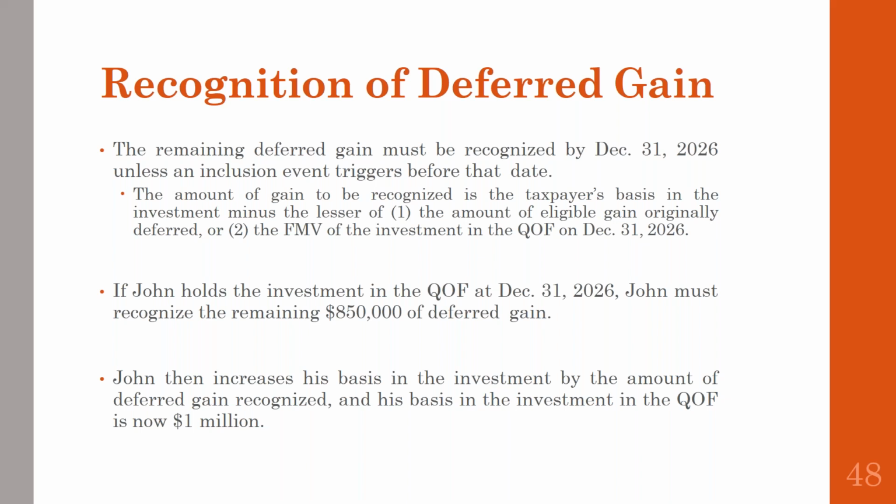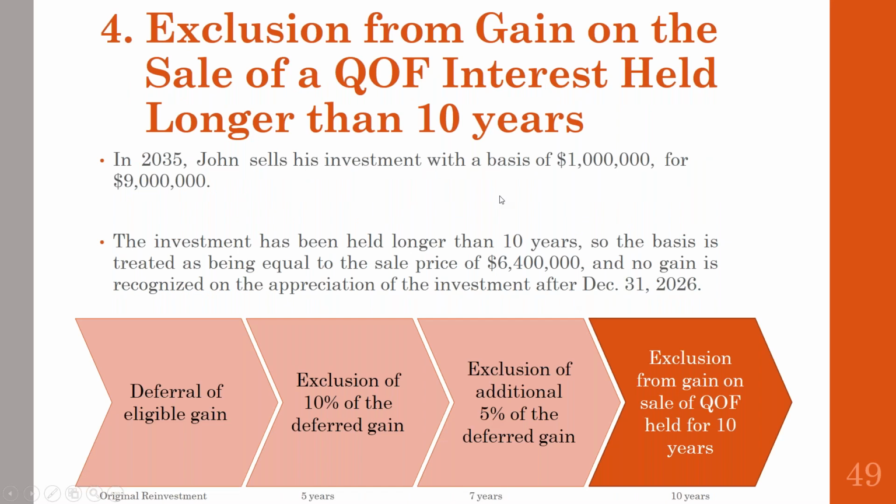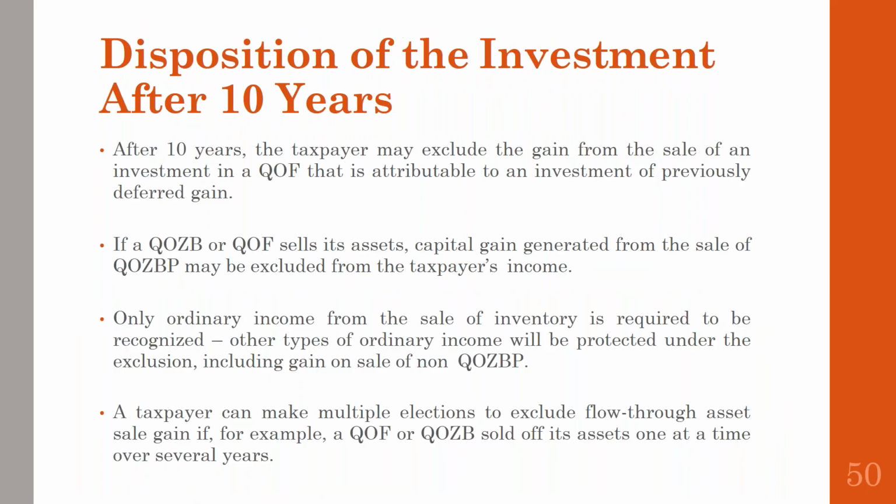In this example, because it's increased, it's $850,000 of deferred gain. Then after that, in 2035, he has a basis of $1 million. That's the basis after December 31st, 2026. In 2035, he sells the investment for $9 million. Because it's been held for longer, for 10 years, there's no gain that needs to be recognized.